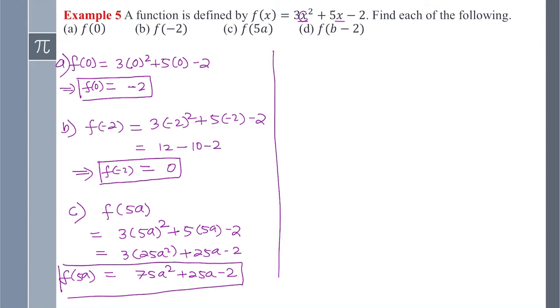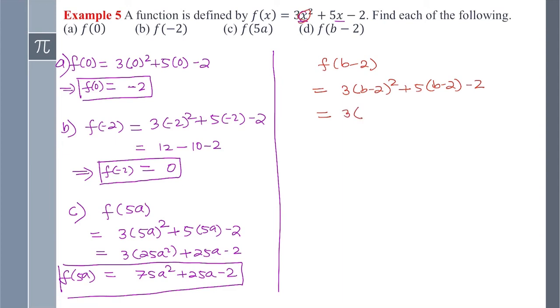Now let's look at the last one. We have f of b minus 2. So we are going to go ahead and substitute x with b minus 2. So 3 times (b minus 2) squared plus 5 times (b minus 2) minus 2 equals. Here the first one is b minus 2 times b minus 2, which you can FOIL.